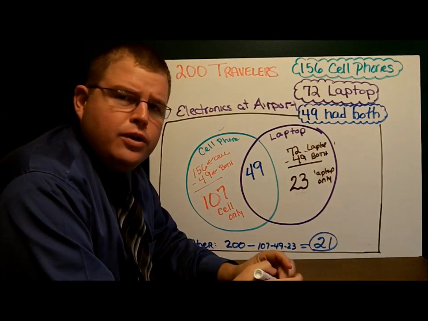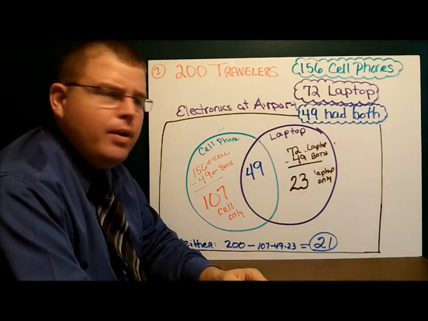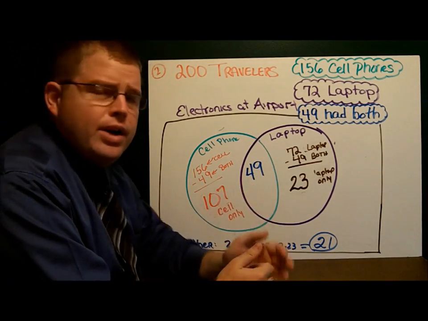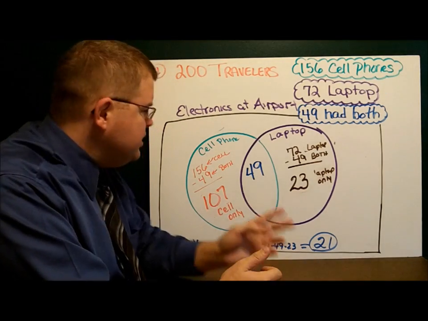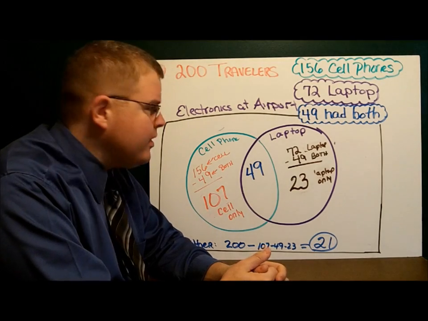Now, first circle is green, that's for cell phones. Second circle is purple, that's for laptop computers. We know 49 people had both. So we have 49 who are in that middle section of the diagram.